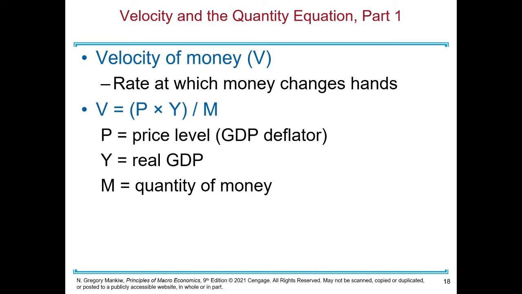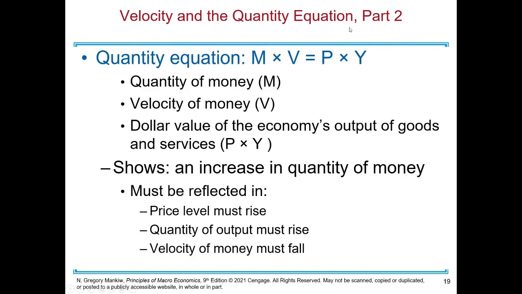If we rearrange this equation right here, if we multiply M by both sides, we're going to arrive at this equation. The money supply, or the quantity of money, times the velocity of money is going to be equal to how much money we spend on goods and services: the price of the goods and services times the number of goods and services there are, the real GDP. These two must be equal.